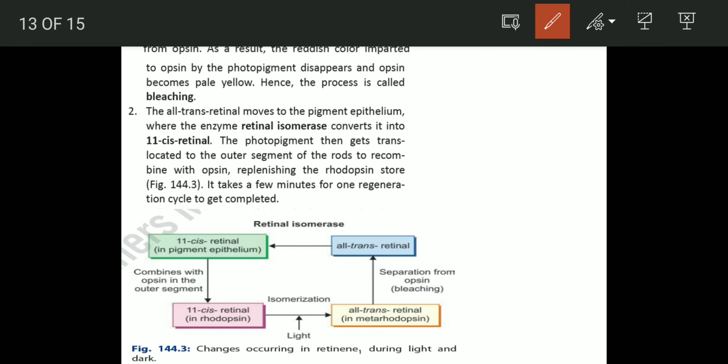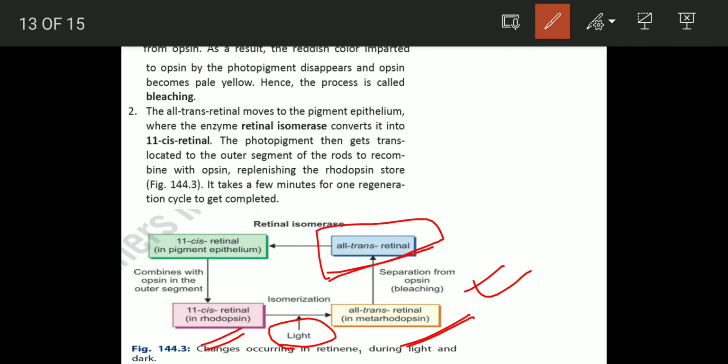So here you can see, whenever there is light, this will convert the 11-cis retinal in rhodopsin to all-trans retinal in metarhodopsin. This is the separation from the opsin, the bleaching. This moves as all-trans retinal, and in the presence of retinal isomerase, this will become 11-cis retinal in the pigment epithelium. This combines with opsin in the outer segment. So these are the changes taking place in the retina during light and dark.